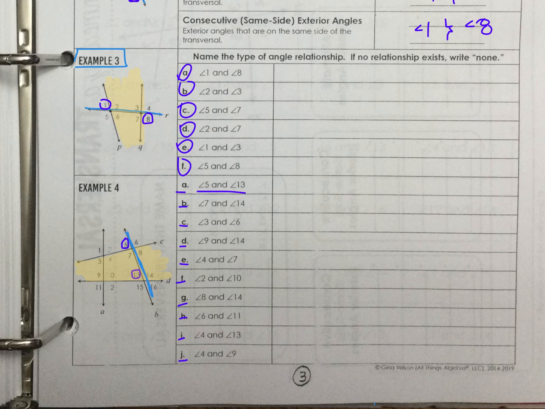So now that I've found my transversal and my interior angles, I can see that 5 and 13 are on the same side of the blue line, but one is in and one is out. That means they're corresponding. I'm just going to write C-O-R-R. You don't have to write the whole word. I'll go ahead and tell you that angles H and I are trying to trick you. They don't have a relationship, but all the rest of them do.